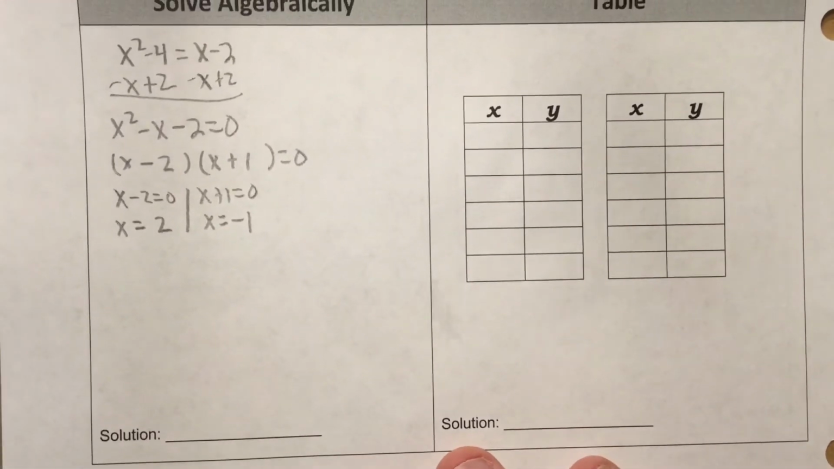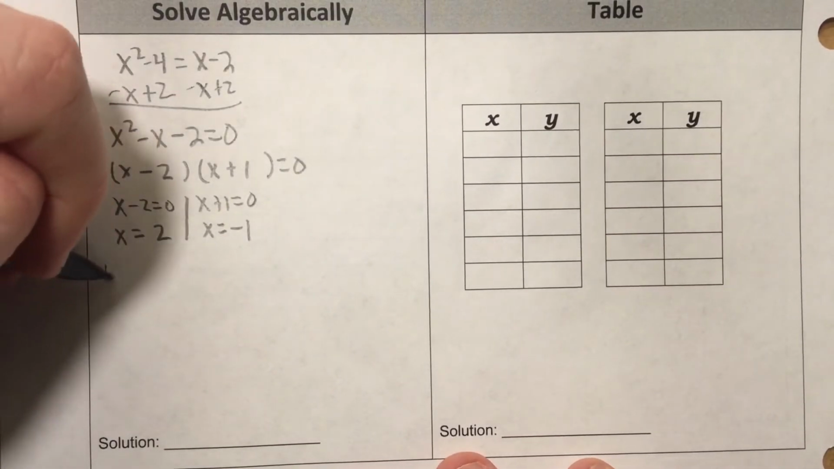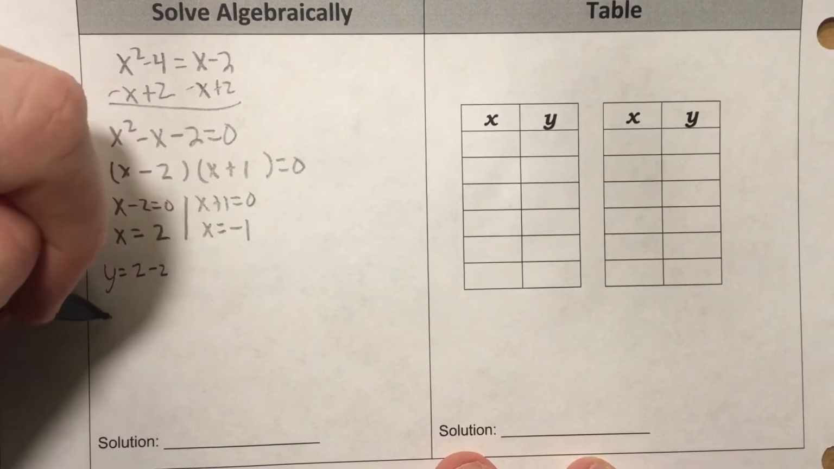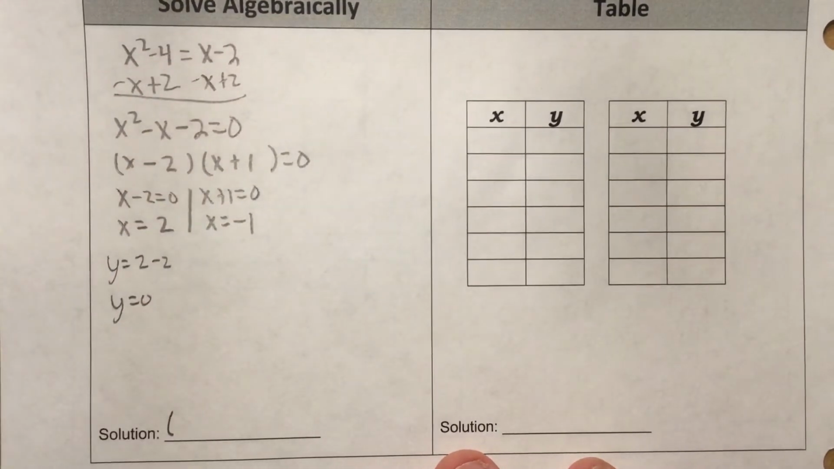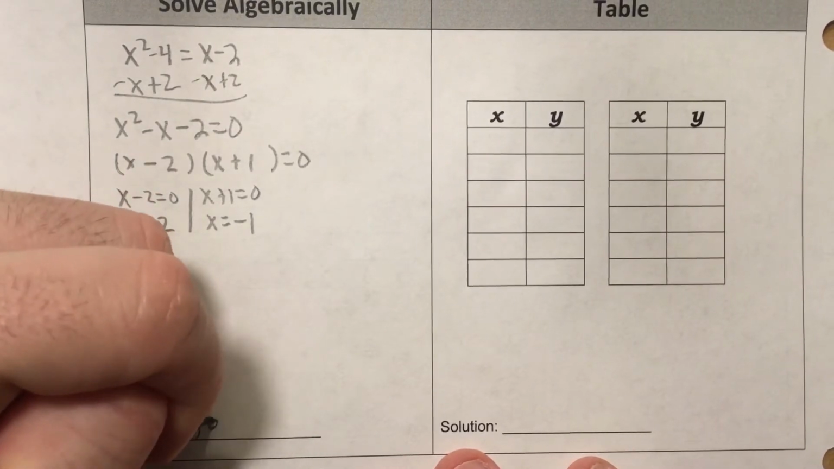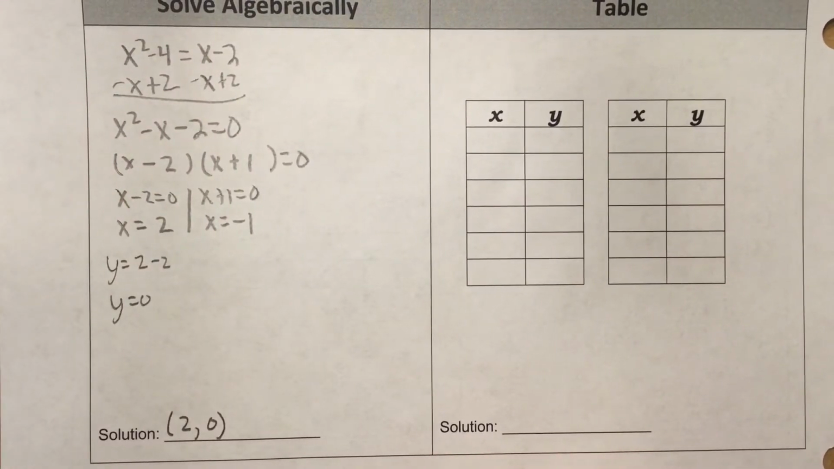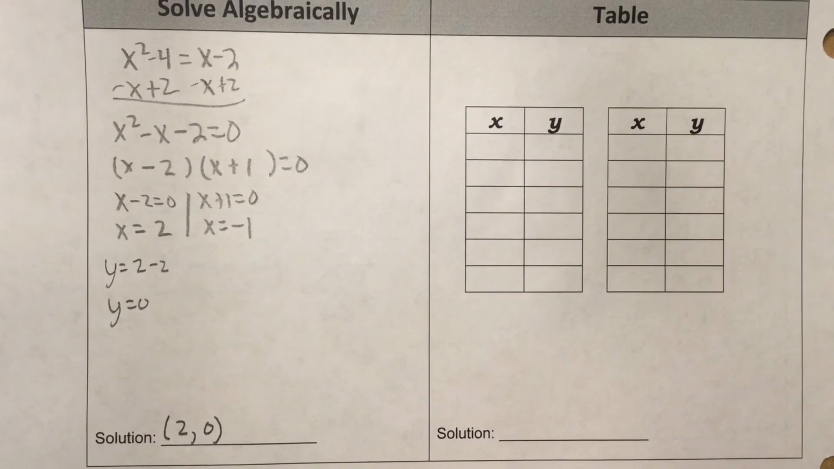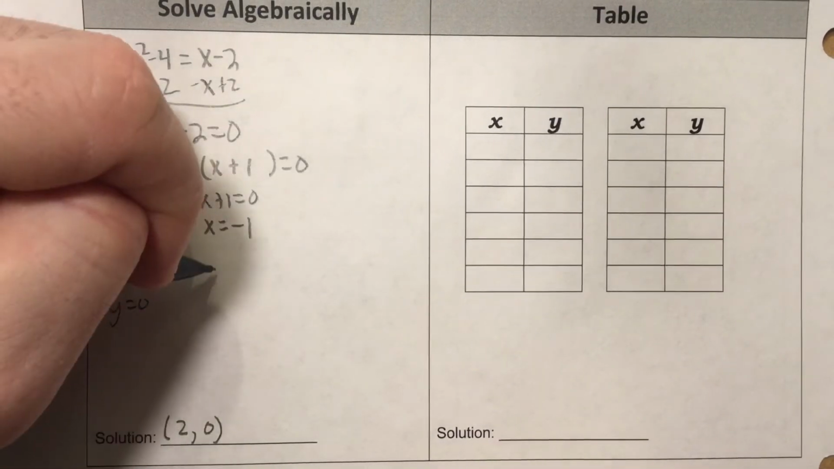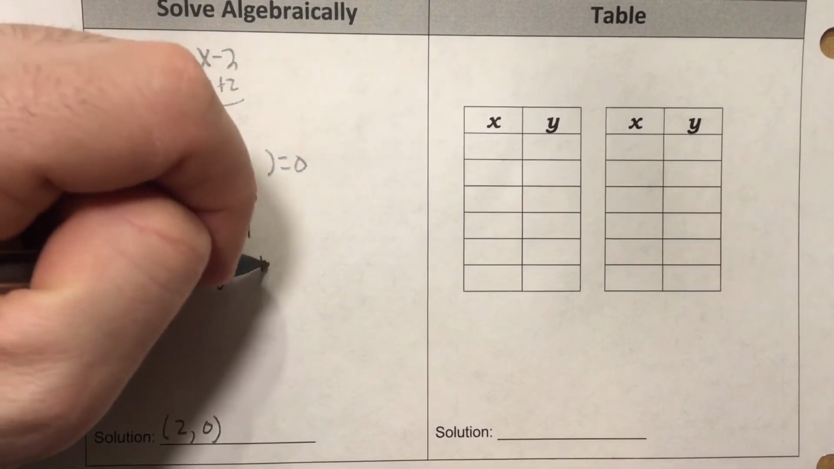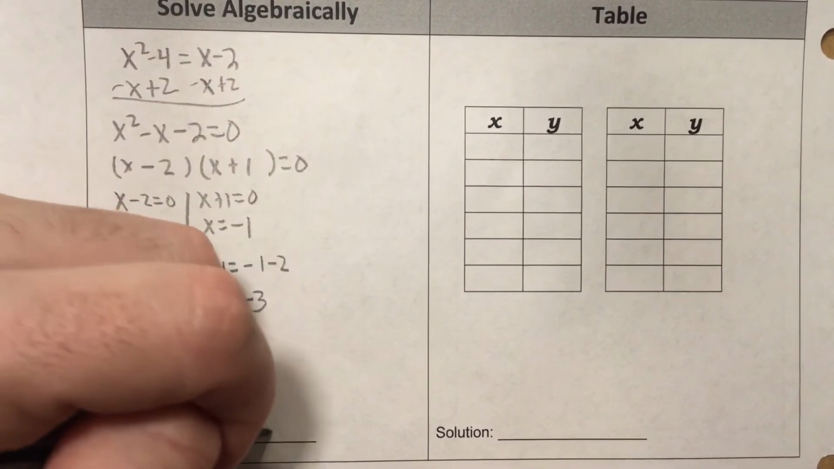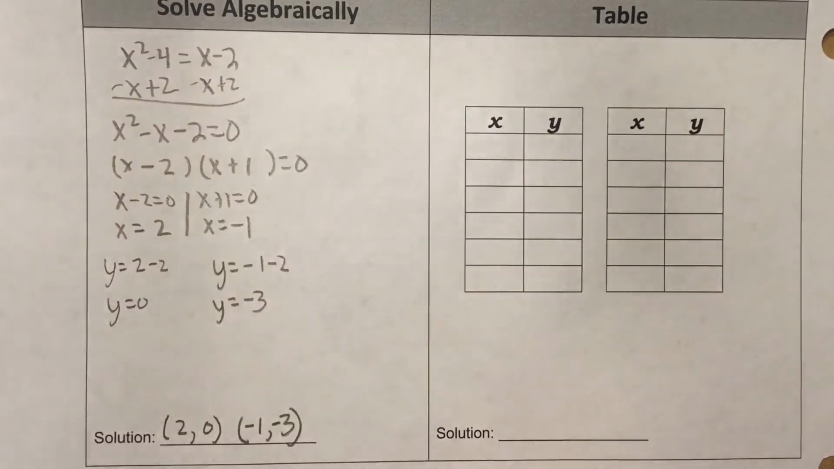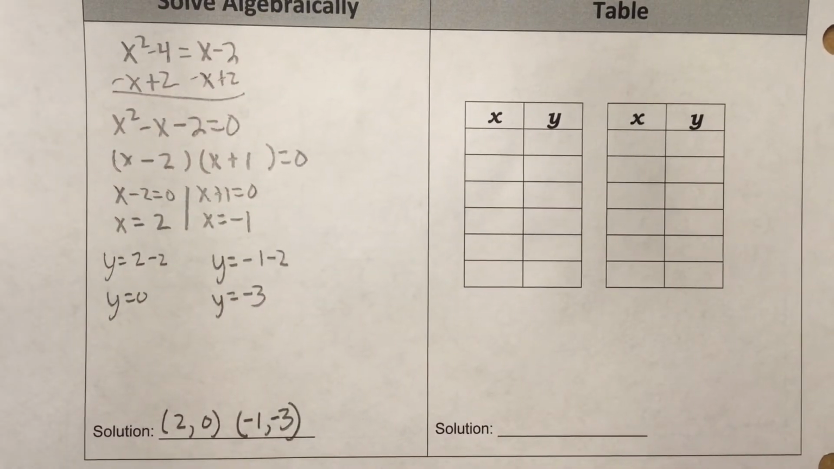The bottom one's probably a little bit easier, and get the y values for each of those x values. Remember, it's really going to be the point of intersection in the end. So I have y equals 2 minus 2, which is 0. So one solution should be the x value of 2 gave us a y value of 0. So (2, 0) should be one point of intersection once we graph it. And then I plug -1 in. -1 minus 2 is -3. So my other intersection point should be (-1, -3). And let's see if that works.